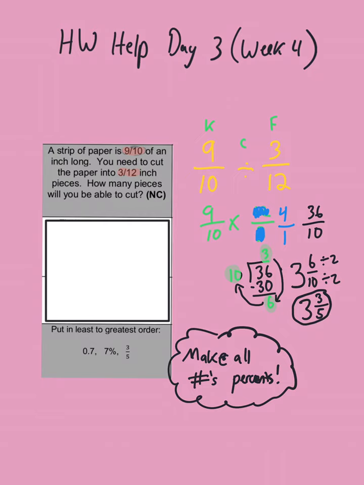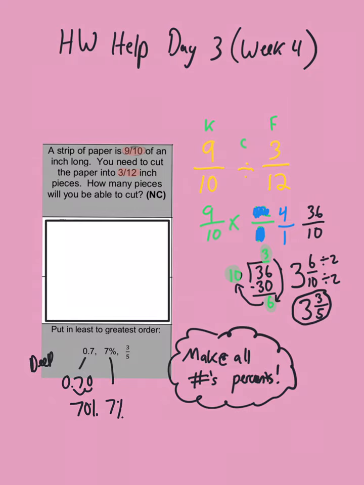So I'm going to start with 0.7. 0.7, remember, I have to move the decimal twice to the right, and I get 70%. 7% is already a percent. I don't have to do anything to it.